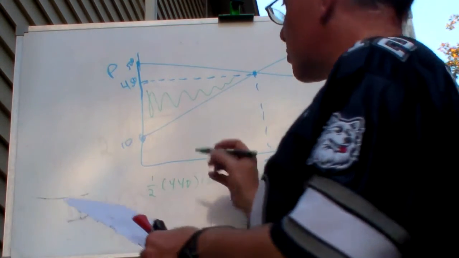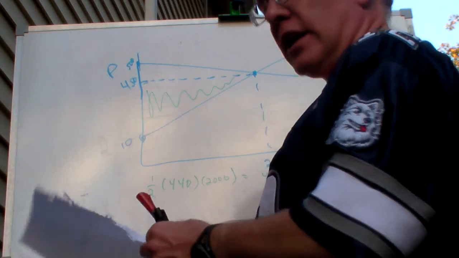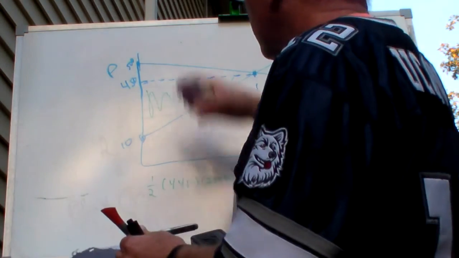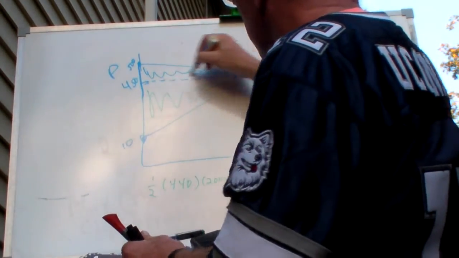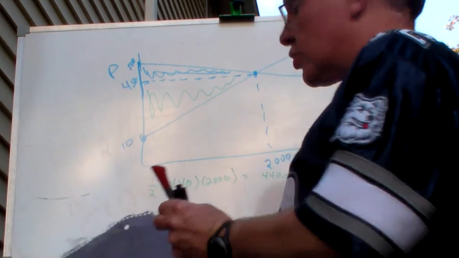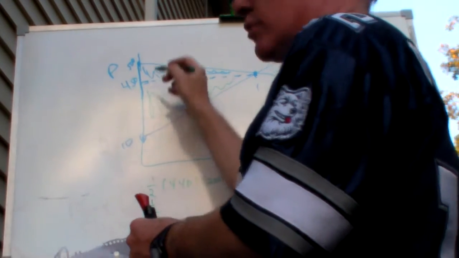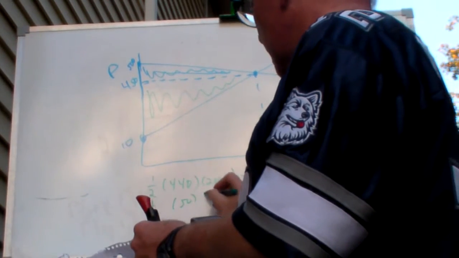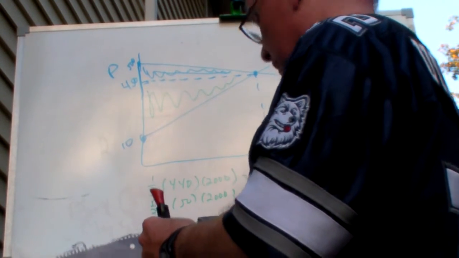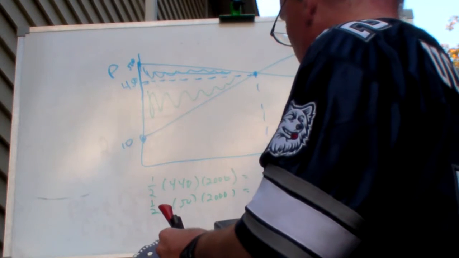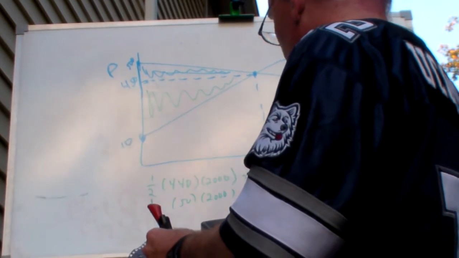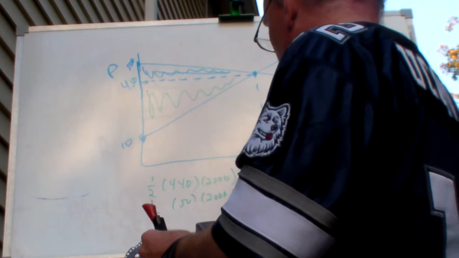And let's say the consumer surplus, and why don't I do that in blue? The consumer surplus is going to be a half of 50, which is 500 minus 450, times the quantity of 2,000. And so that's going to equal 50,000. And so our total surplus is going to be 490,000.